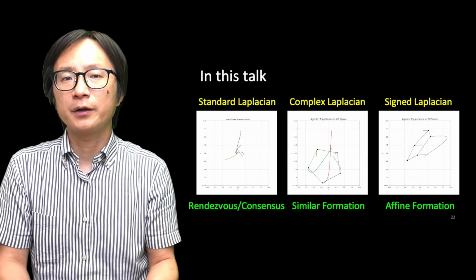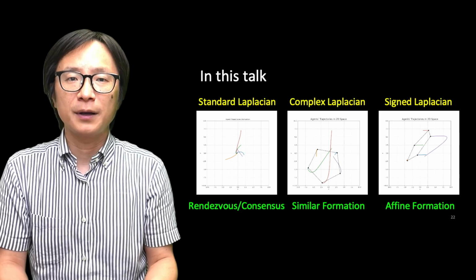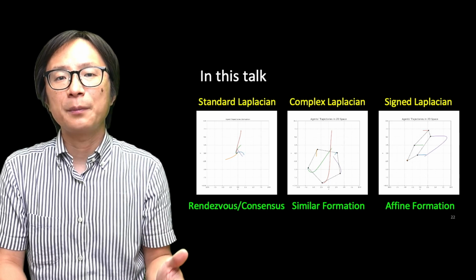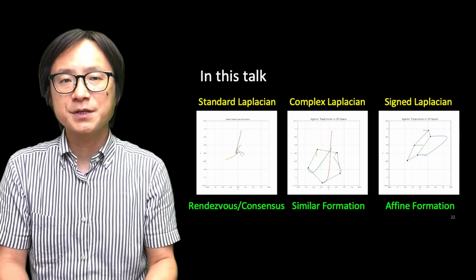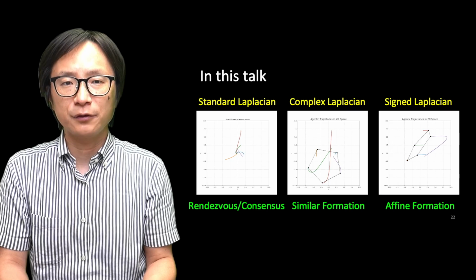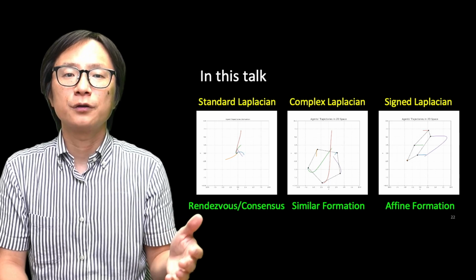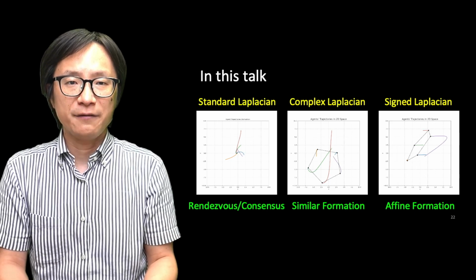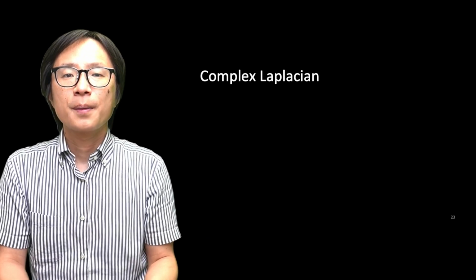In the previous part 1, we introduced the standard type Laplacian matrices, which play a key role in establishing multi-agent rendezvous or consensus. In this part 2, we are going to introduce the second type, complex Laplacian matrices, and we will see how it can be used to establish what's called a similar formation control behavior. So let's get into it.